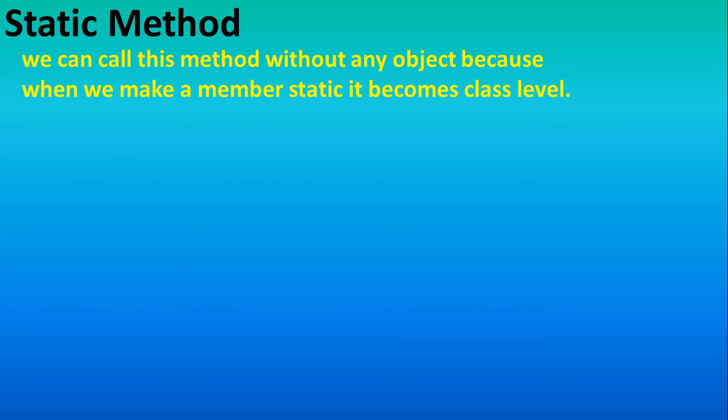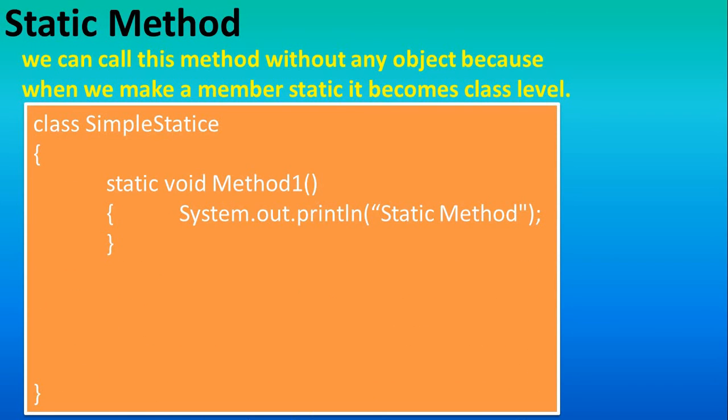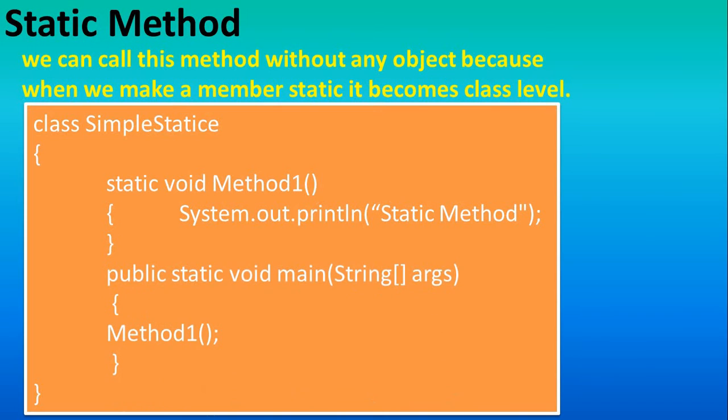So first we start with the static method. We can call this without an object because when we make a member static, it becomes class level. Suppose this is a class, and in this class we have a method, and it is a static method because it starts with static. Once you create the main, you observe here we are not creating an object, we are writing only the method name, and it will give you the output static method.